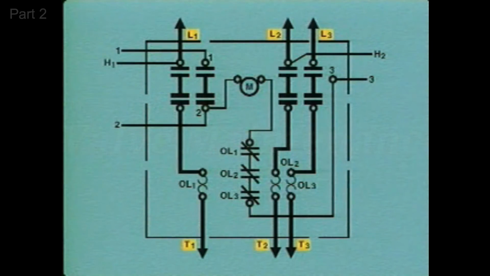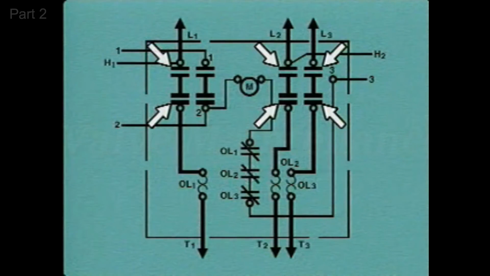The line leads and the motor leads are labeled the same way on the wiring diagram that they are on the schematic diagram. However, on the wiring diagram, the electrical connection points are indicated by circles instead of dots. For example, the H1 side of the transformer is connected to line lead L1 here, and the H2 side of the transformer is connected to line lead L2 here.